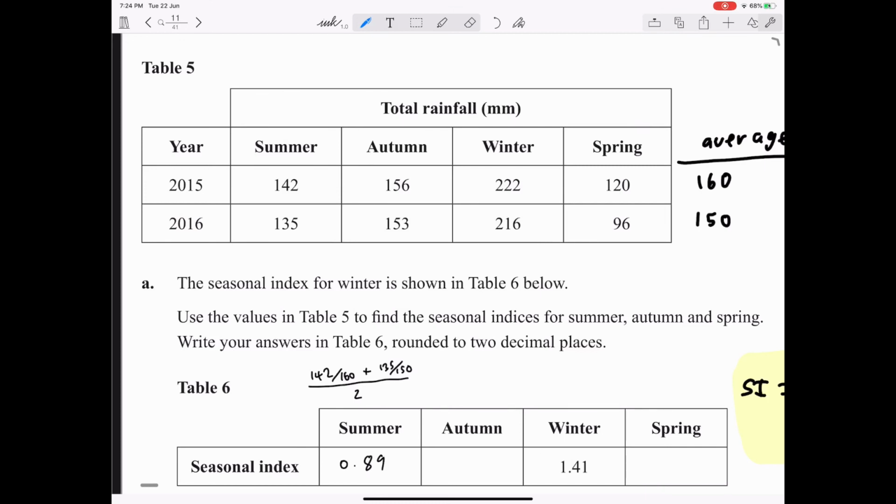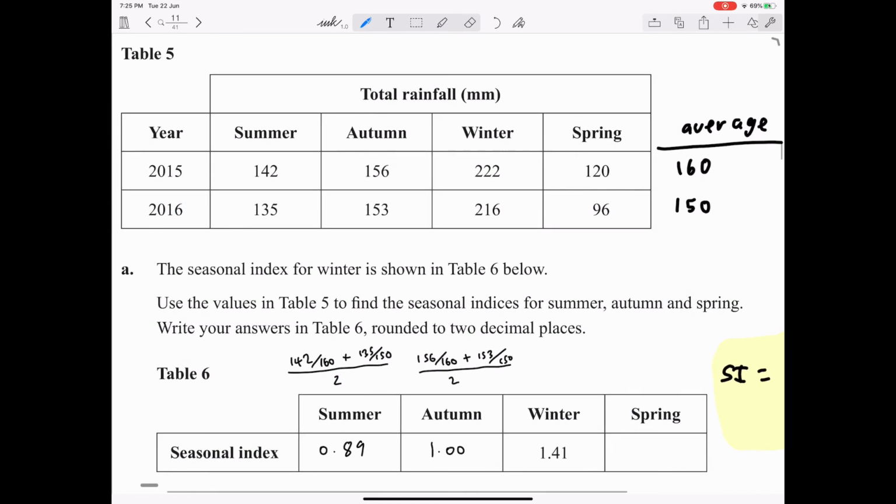So we'll do the same thing for autumn. Seasonal index for 2015 for autumn is 156, the actual, divided by the seasonal average, which is 160, plus the seasonal index for autumn 2016, which is the actual value, 153, divided by the average for autumn in 2016, which is 150, and you do that divided by 2. If you put that on your calculator, you'll get 1.00 to 2 decimal places.